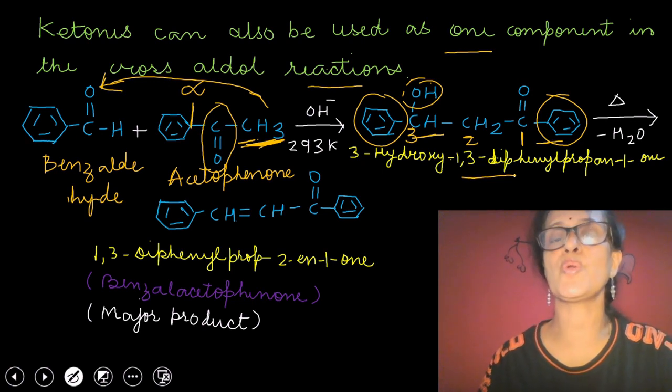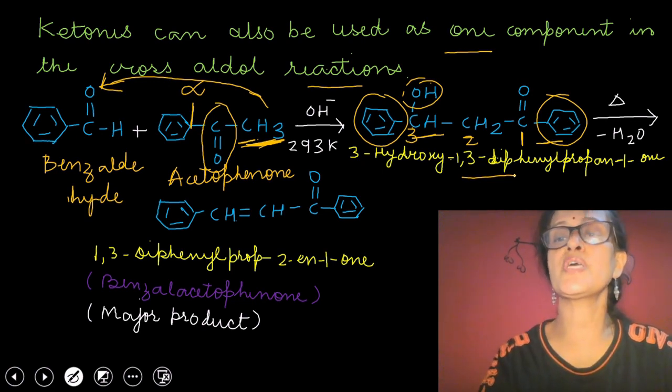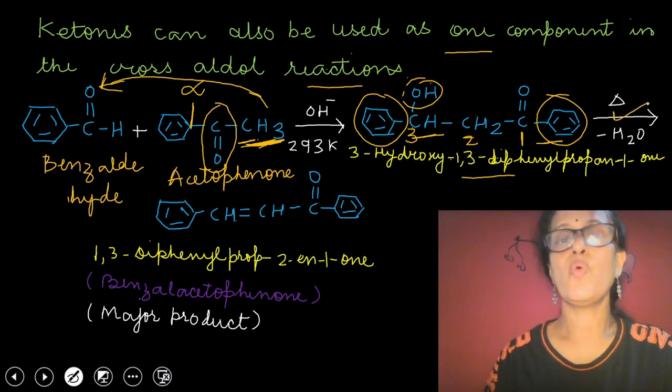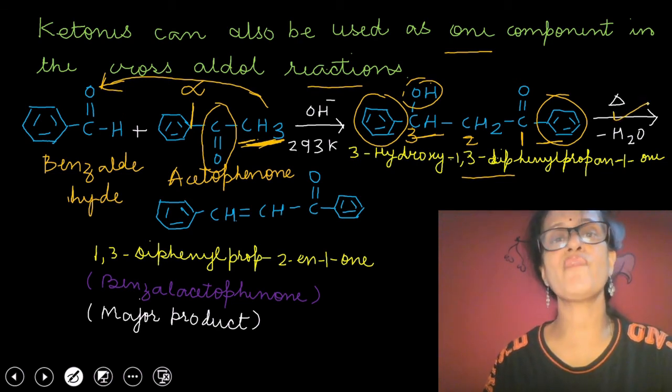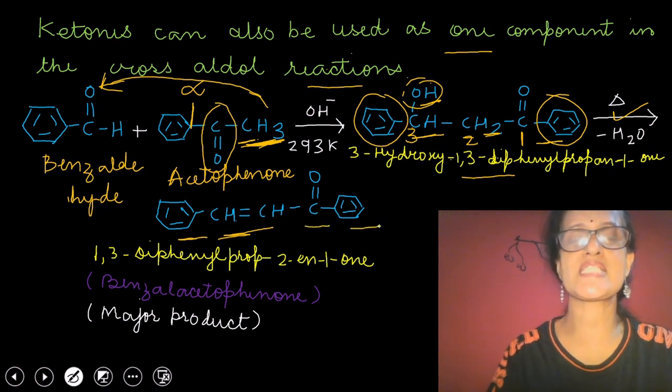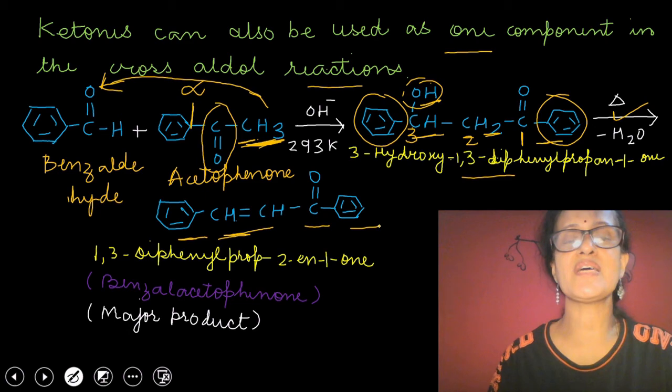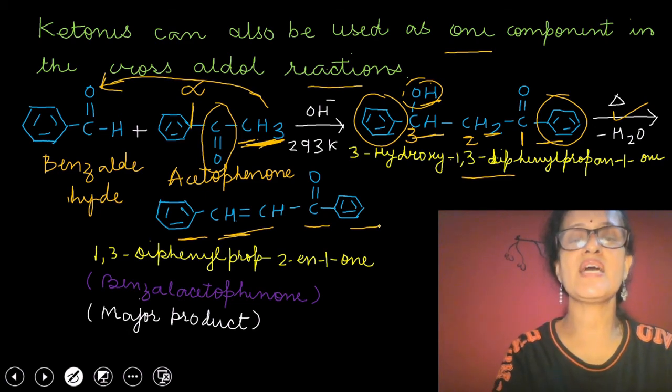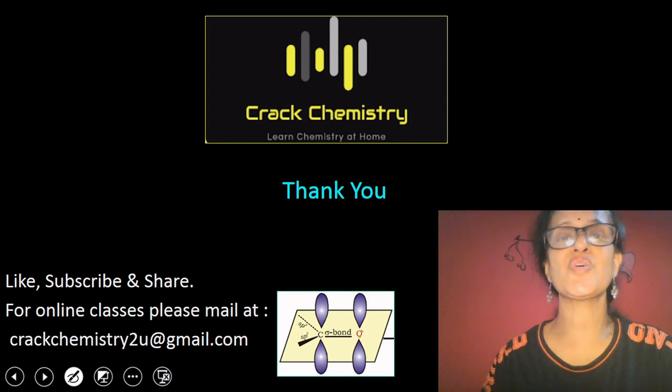And this condensation product, on further heating, will result in the formation of an alpha-beta unsaturated product. So your product will be C6H5, CH double bond CH, single bond C double bond O, C6H5. So the name of the compound is 1,3-diphenylpropenone.